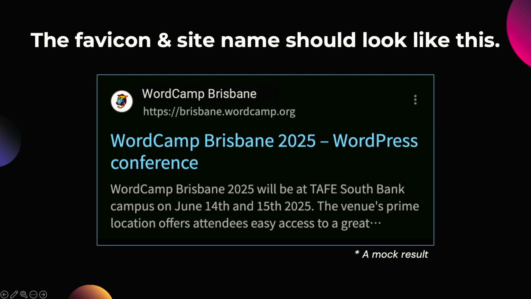In the past, the Brisbane site was temporarily redirected to the main WordCamp Central site. Because of this, Google's system essentially stuck the favicon and site name from WordCamp Central onto the Brisbane result. I was actually able to confirm this theory with a representative from the Google search team.